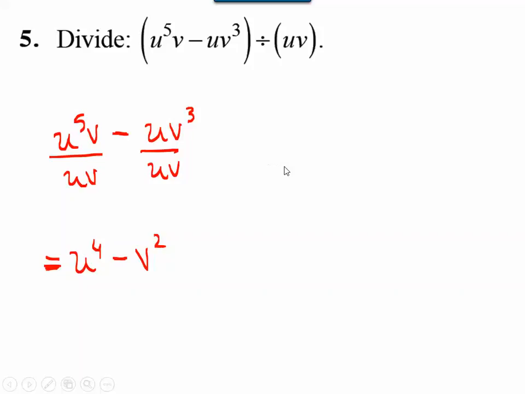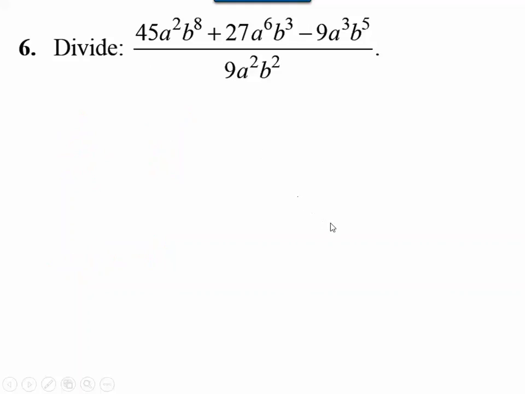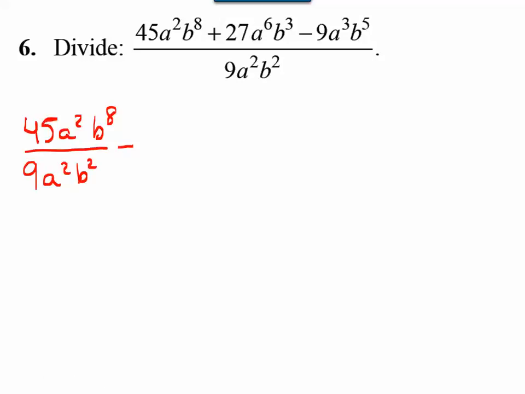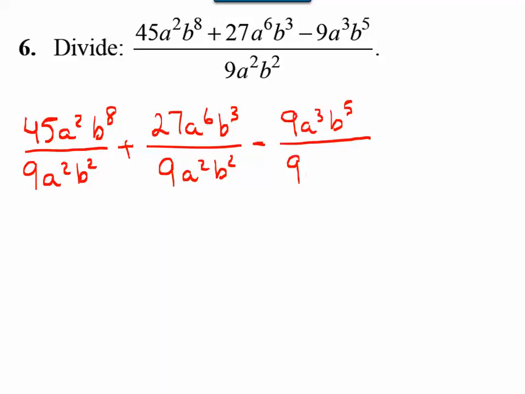Cool. Alright, and number 6. Whew. Looks scary at first, but I'll let you guys try it first. Alright, I'm going to start it as well here. So under each of these, there's a 9a squared b squared. And then tackling one at a time here, 9 goes into 45 5 times. The a's canceled because they're both a to the 2nd, and then it's going to be b to the 6th.